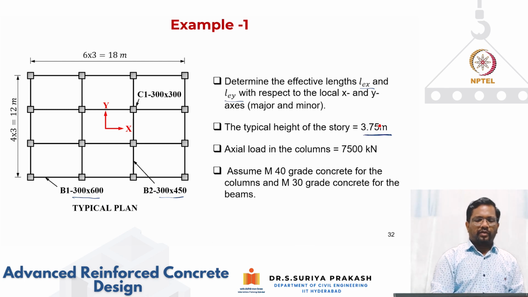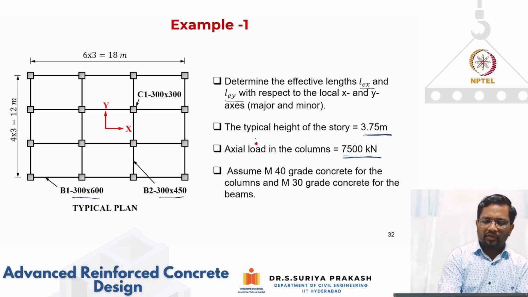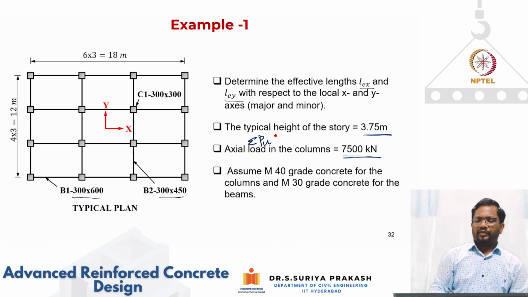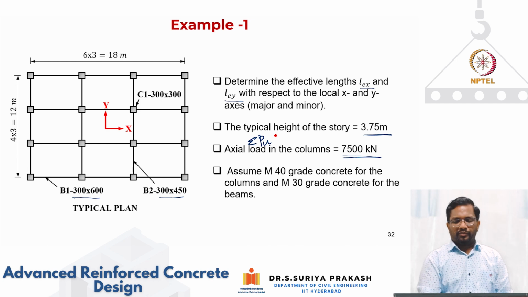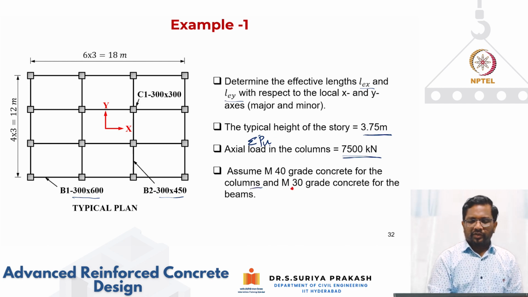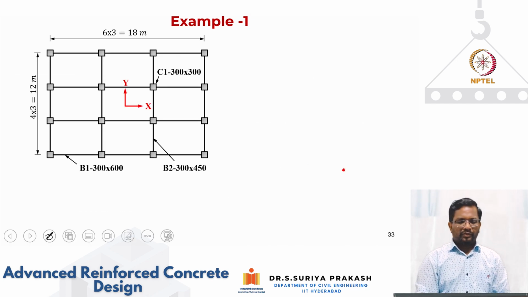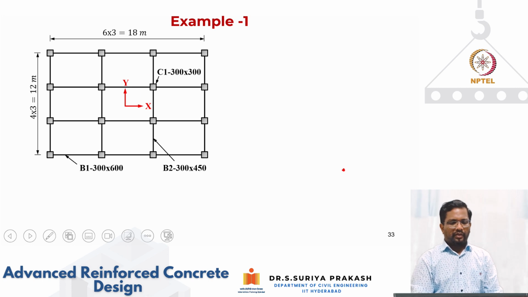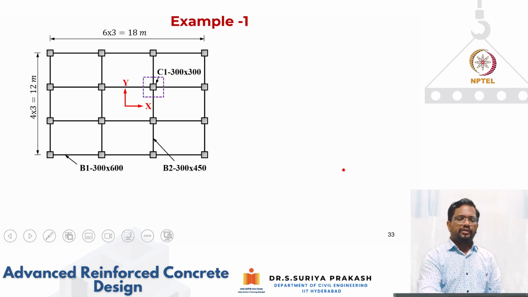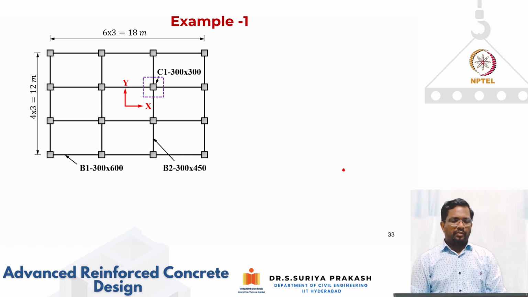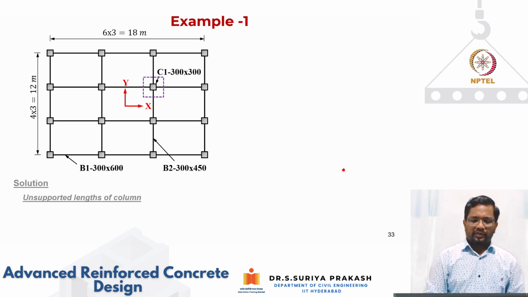Let's say I have done all the calculations. The axial load in the columns for a particular story, summation of PU, is 7,500 kilograms. We are going to assume M40 grade for columns and M30 for beams. So let's see what we're getting. If I'm taking this interior column, the column dimensions are all 300 by 300, I'm assuming.